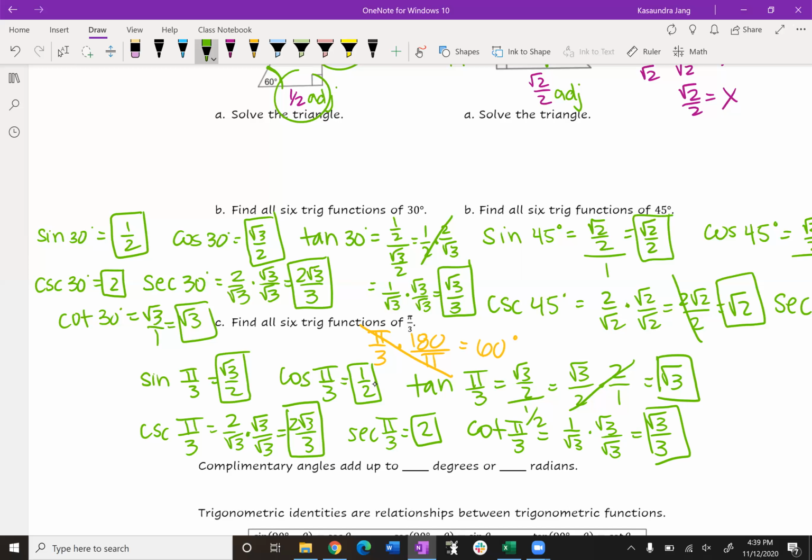All right, now let's talk about complementary angles. Complementary angles have to add up to 90 degrees, or if we're talking radians, pi halves radians.